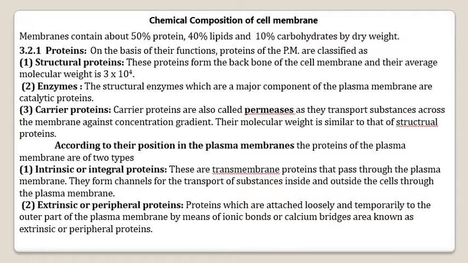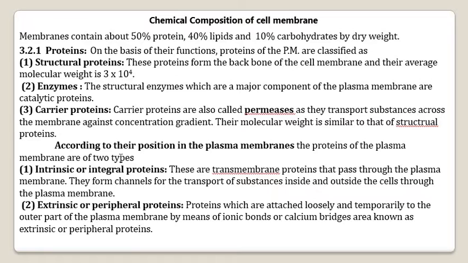Their molecular weight is similar to that of the structural proteins. Carrier proteins are also very large in number, and their average molecular weight is nearby 3 into 10 raised to 4 Daltons. So on the basis of their function performed in the plasma membrane, the proteins were categorized into structural proteins, enzymes, and carrier proteins, right? And on the basis of their position in the plasma membrane, the proteins of the plasma membrane are of two types.